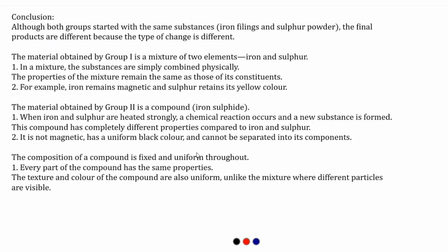Now we are going to do the final conclusion on that activity. So see here, although both groups started with the same substances, that is iron filings and sulfur powder. We have divided the whole class into two groups, and the first group and second group both have taken the same substances, that is iron filings and sulfur powder. The final products are different because the type of change is different.